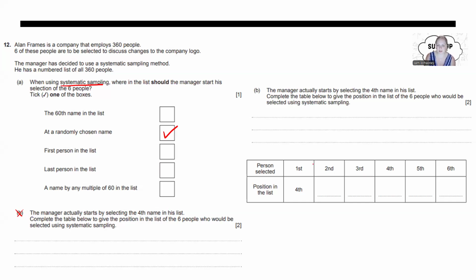In this question, you can see that the first person was the 4th person. Now all we're going to do is add 60 each time until we get to the end. So 64, 124, 184, 244, and 304, because if I added another 60 on, I'd be over my limit. So therefore, I've covered my sample and I've systematically done it. That's it for that one.